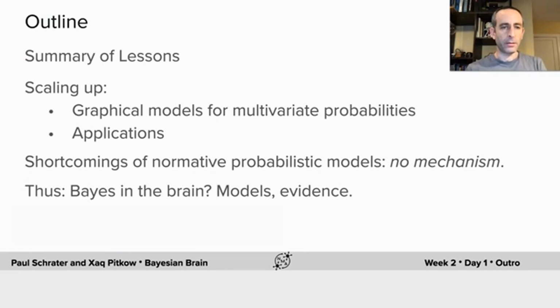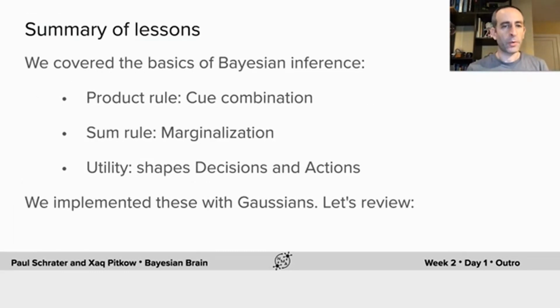This is what we'll be talking about in this lesson. First, I'll summarize your tutorials that you experienced so far today. And then I'll talk about how we can scale up, going to more complicated problems with many variables and more interesting, sophisticated applications. I'll talk a bit about shortcomings of these normative probabilistic models that we've been addressing so far. In particular, the idea that they do not have a mechanism. That leads us then to thinking about Bayes in the brain. Are there models? Is there evidence? Let's get started.